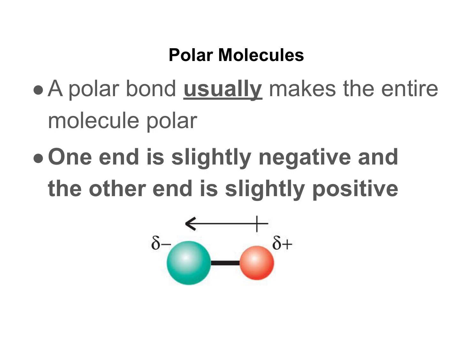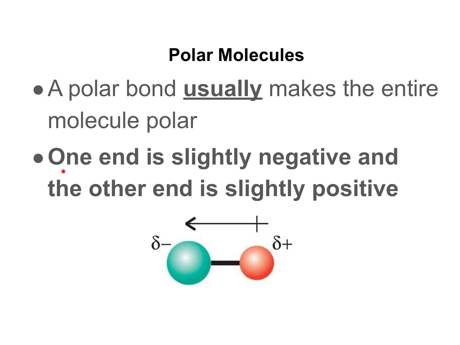So usually a polar bond is going to make the entire molecule polar. Okay, I've underlined and bolded the word "usually" because that's not always the case. I want you to know there are some exceptions. But for the most part, a polar bond is going to cause the molecule to be polar. So what does it actually mean if a molecule is polar?